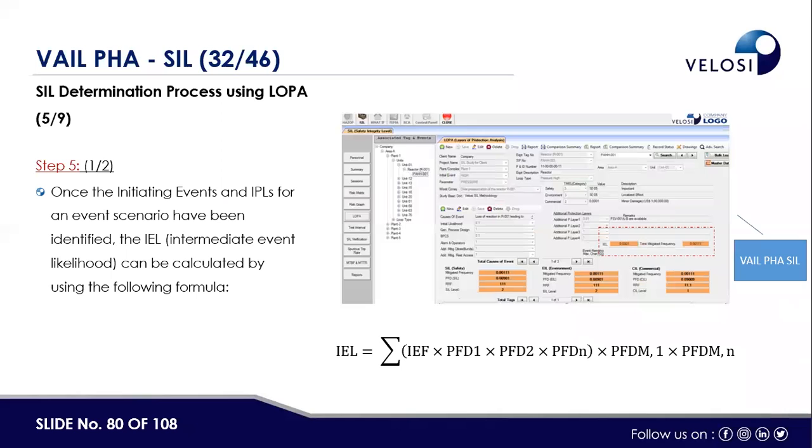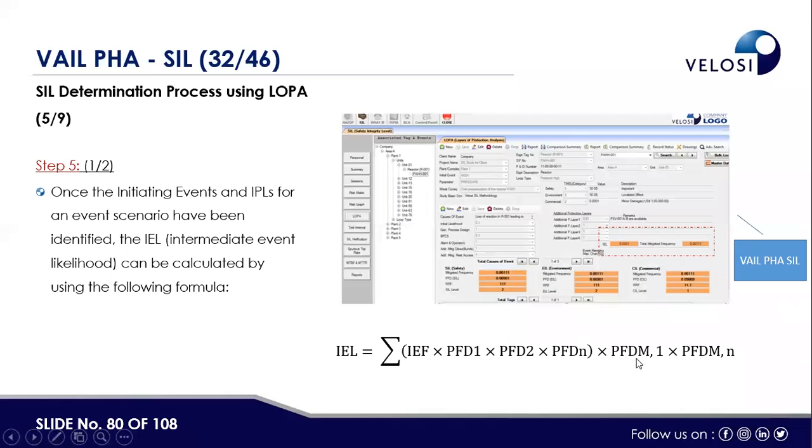So once all this is identified, we can calculate the intermediate event likelihood by this formula. IEF is the initiating event frequency, our third step, for example, human error or control loop failure, 0.1, multiplied by the probability of failure on demand of the first protection layer, multiplied by the second protection layer, up to the number of protection layers. For example, we have a PSV and an independent alarm, so their values will be multiplied with each other.